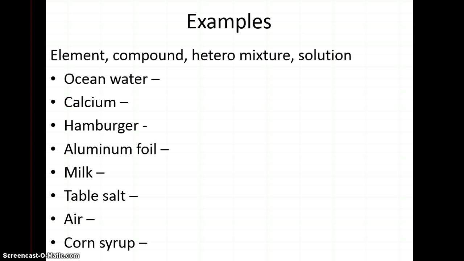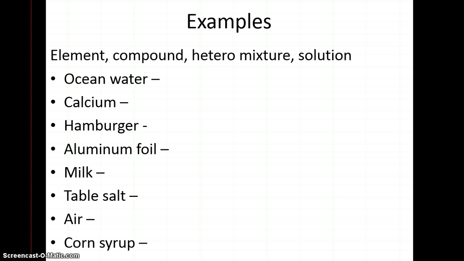Now let's see if you can pick out some examples. I would pause the video right now, and if you did not print out the PowerPoint, then you could write down all of these and then tell me whether it's an element, a compound, a heterogeneous mixture, or a solution, aka homogeneous mixture. So pause the video, and when you come back, we'll go through answers.